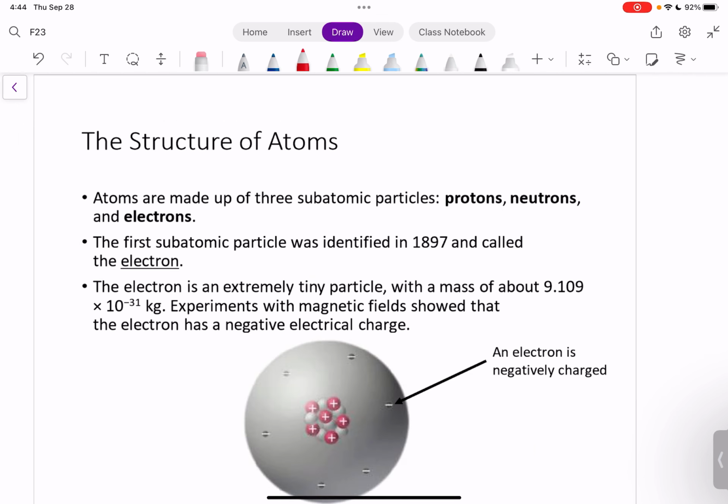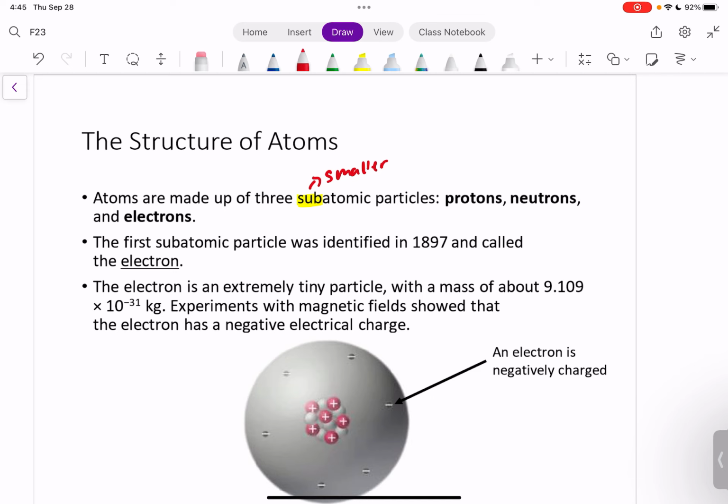So what about the structure of atoms? Atoms are made of 3 subatomic particles, subatomic meaning smaller than atoms: protons, neutrons, and electrons.